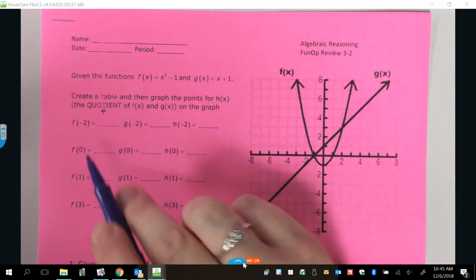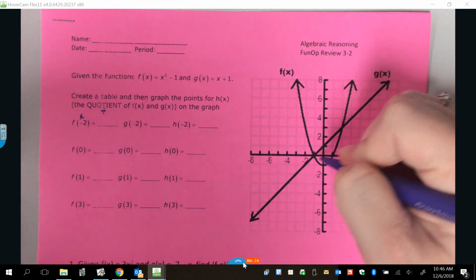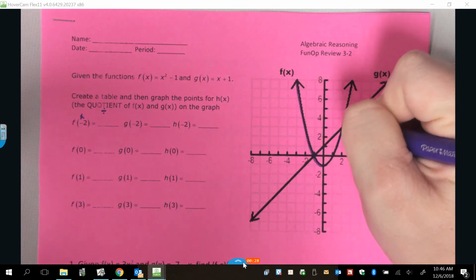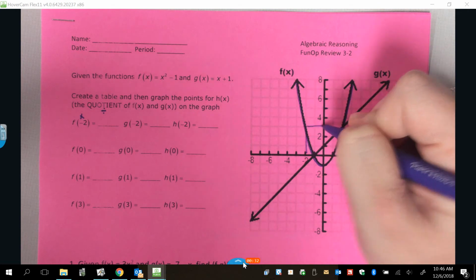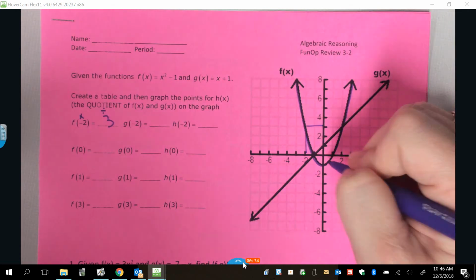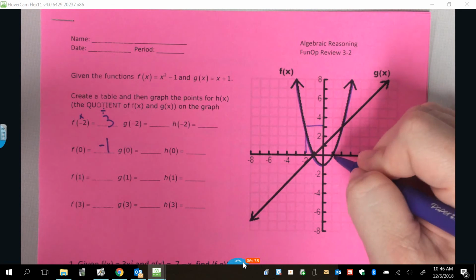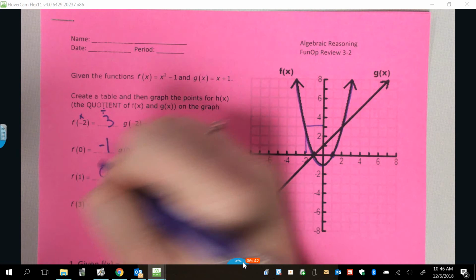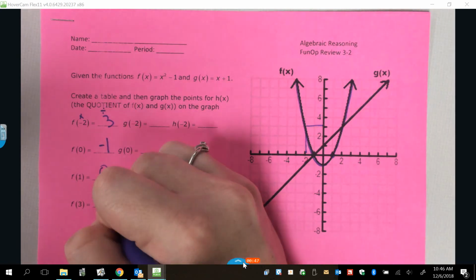Okay, so f of negative 2, remember this is always telling you x, so x is negative 2. This is my f of x, just so we know. So negative 2 is a height of 3. At 0, it's a height of negative 1. At 1, it's a height of 0. And at 3, it's all the way up here at a height of 8.